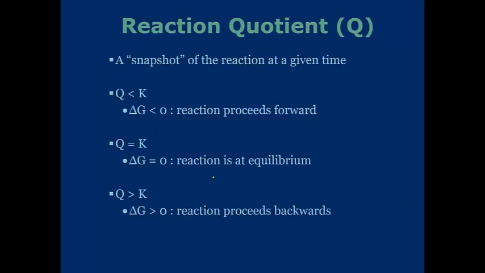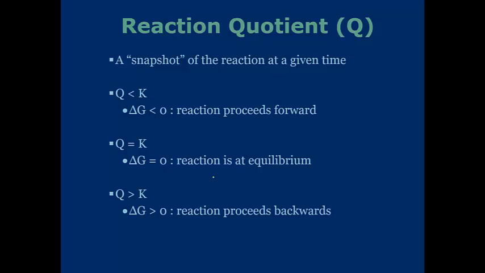A reaction quotient, noted as Q, is a snapshot of the reaction at a given time. The Q quotient is written the same as KEQ. However, KEQ signifies equilibrium, whereas Q is talking about the reaction at a given moment. If Q is less than K, then the reaction is proceeding forward, with a delta G of less than 0. If Q equals K, then the delta G is 0, and the reaction is at equilibrium. This is pretty obvious, since if Q equals K, then the Q expression is the same as the KEQ expression.